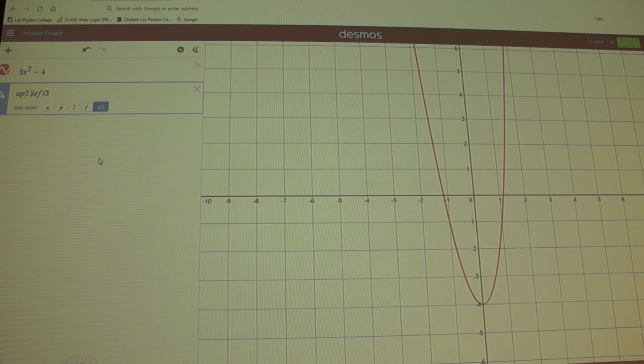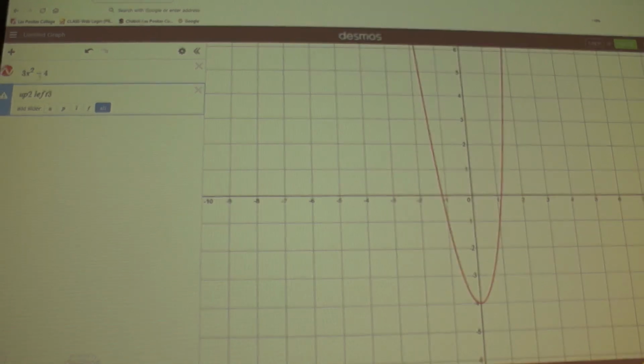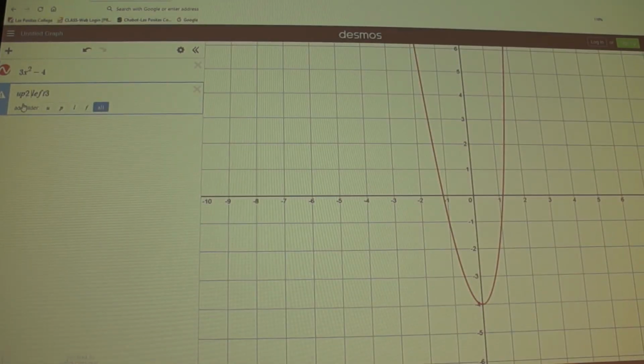So has anyone written it down? What do they think it would be? Write down what you think it should be. Here's my original equation, 3x squared minus 4.